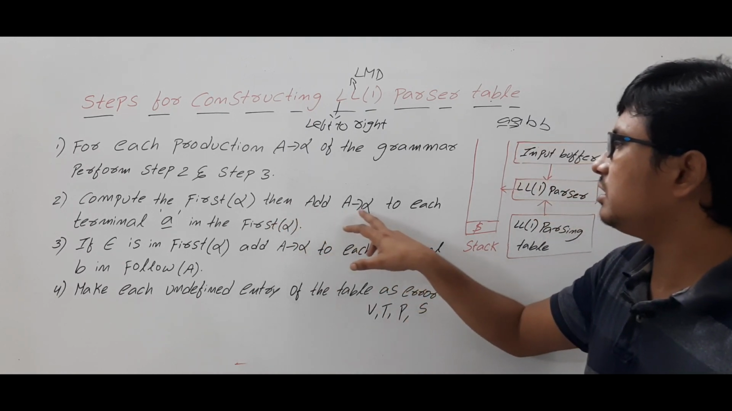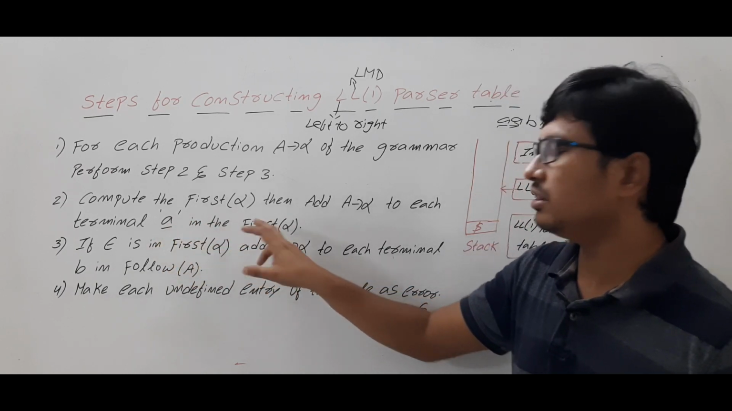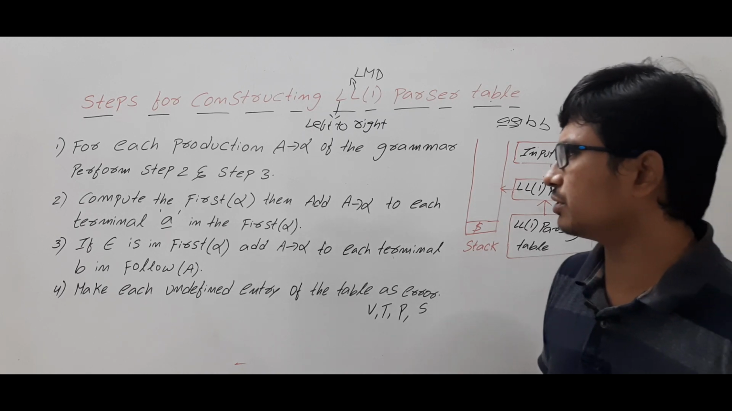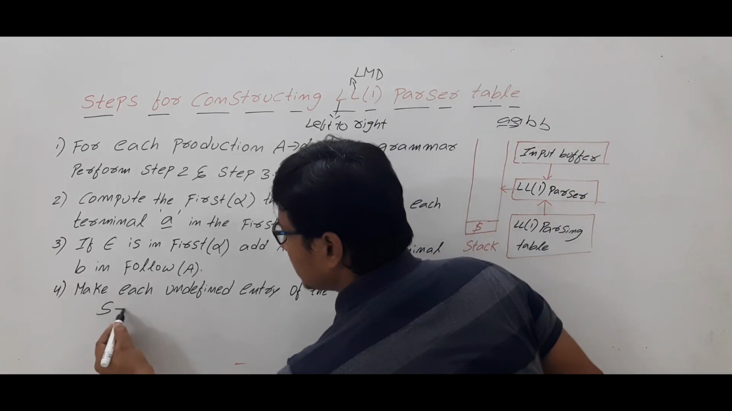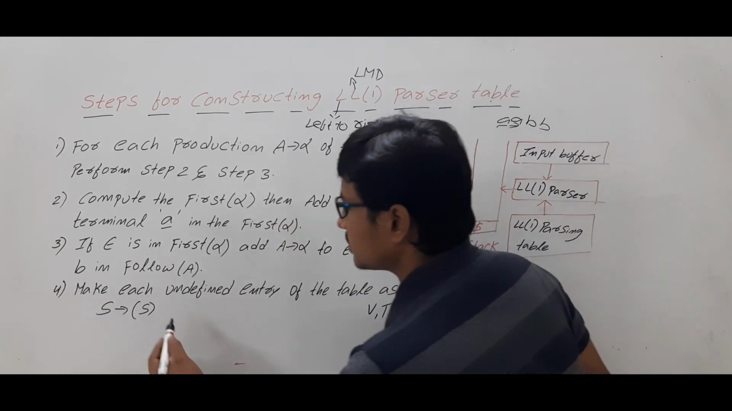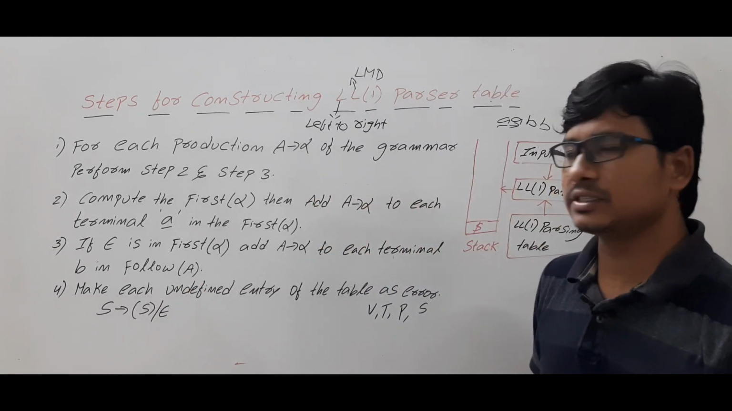Then add A → alpha to each terminal A in the first of alpha. I hope it is understood for you. Let me discuss with an example. Let me take a small grammar: S → (S) or epsilon. Is it clear? Let me take this example.